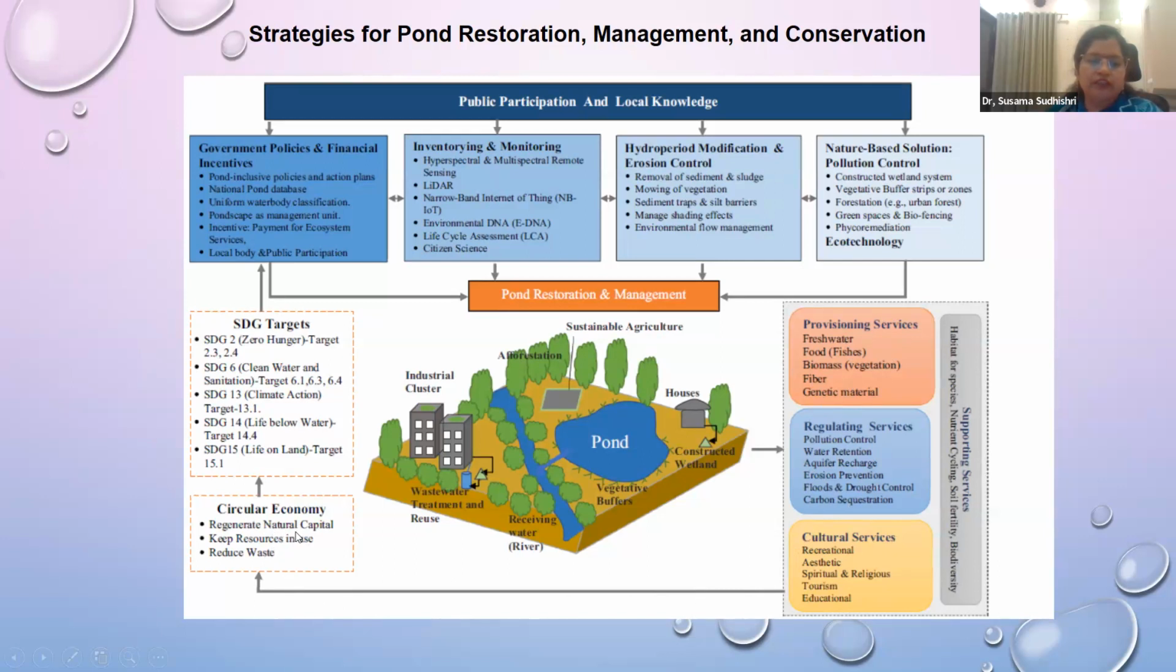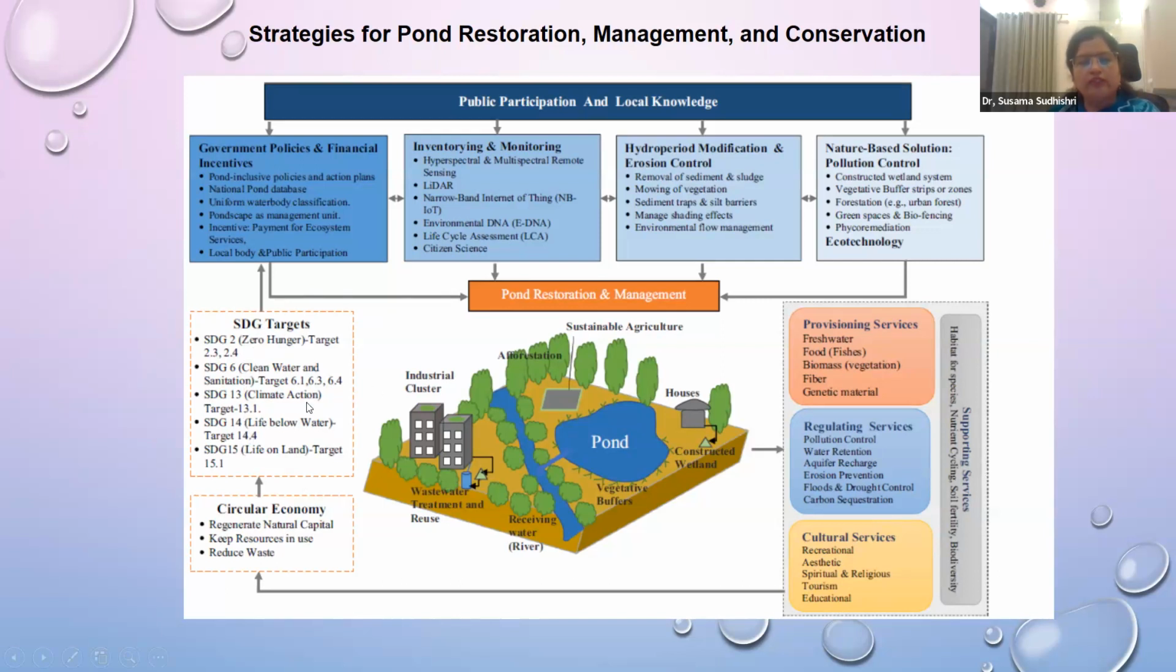That is the reason: natural capital, keep resources in use, which I will explain in detail in the next slide, and reduce the waste. So these are the things that will lead towards your economy part, and which will lead to attaining the sustainable development targets, that is 2, 6, 13, 14, and 15.